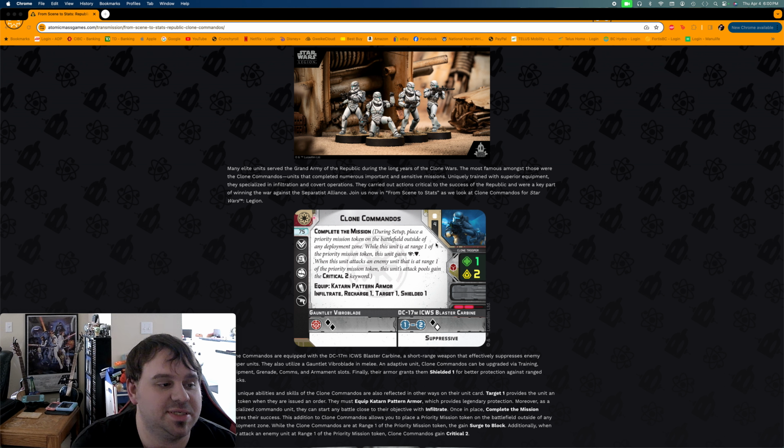Complete the mission during the setup. Place a priority mission token on the battlefield outside of any deployment zone. While this unit is at range one of the priority mission token, it gains surge to defense. So that's cool. When this unit attacks an enemy unit that is at range one of the priority mission token, this unit's attack pool gains critical two. That's pretty cool.